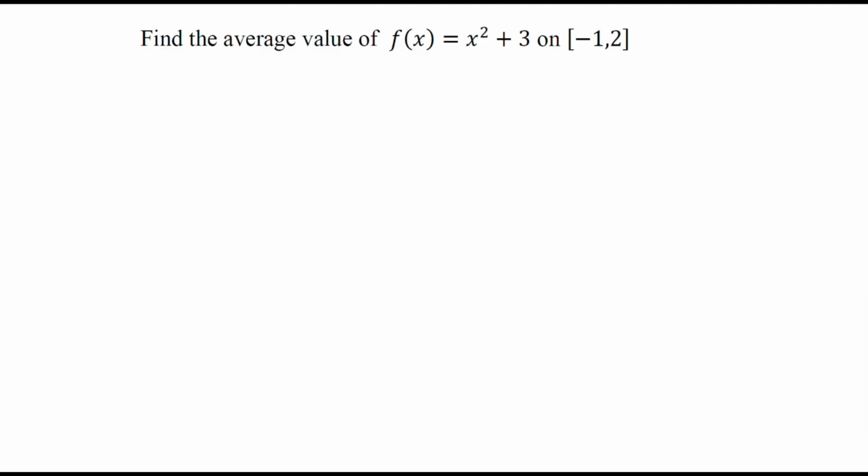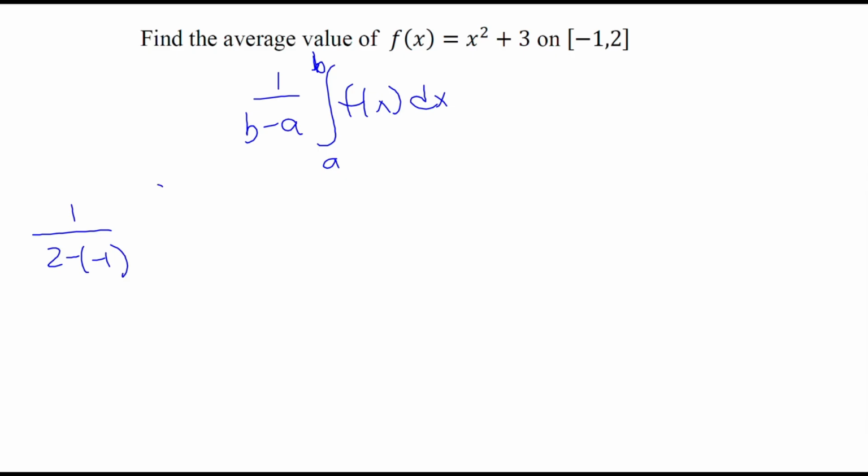All right, now we're looking for the average value of this function. So the mean value theorem for integrals says that the average value of a function is just 1 over b minus a times the integral from a to b of f of x dx. So we'll just do 1 over 2 minus negative 1 times the integral from negative 1 to 2 of our function. Well, 1 over 2 minus negative 1 is just 1/3.